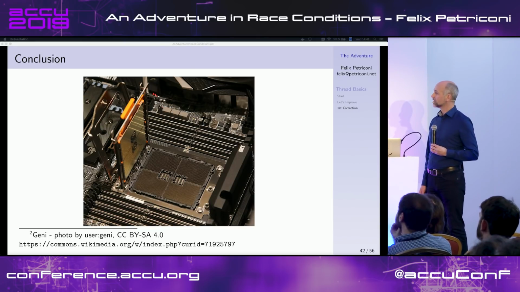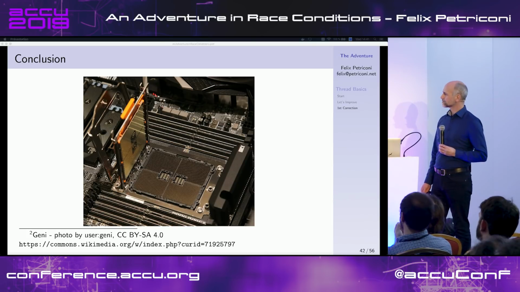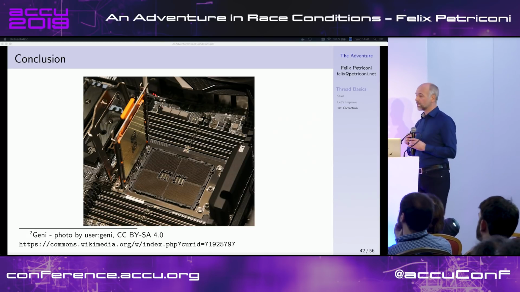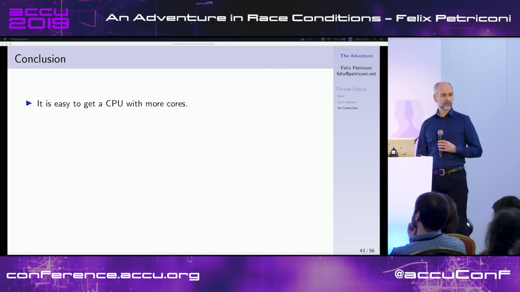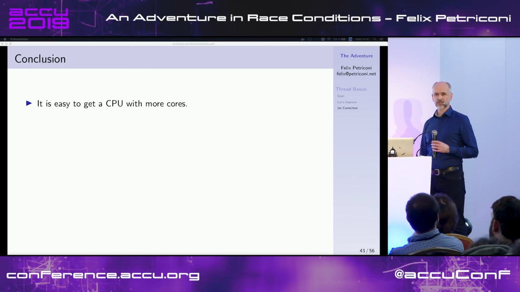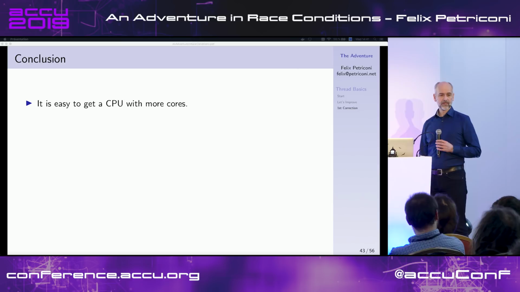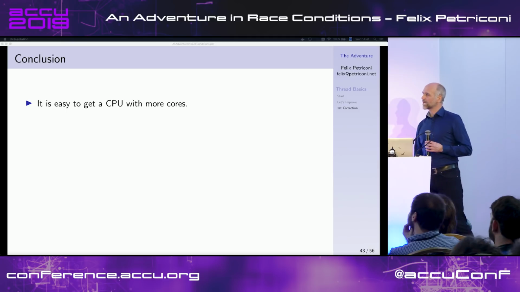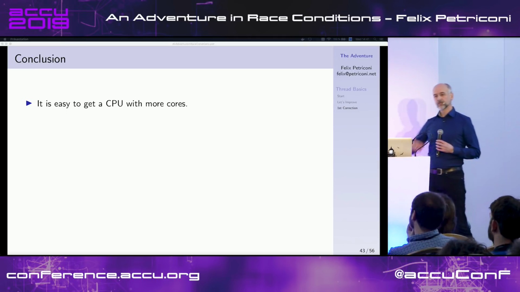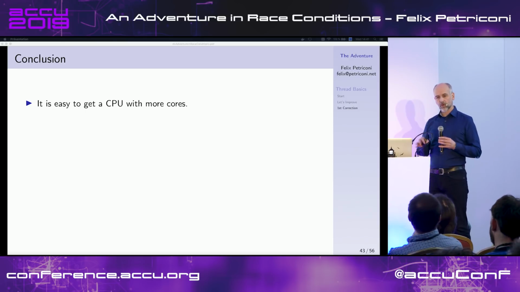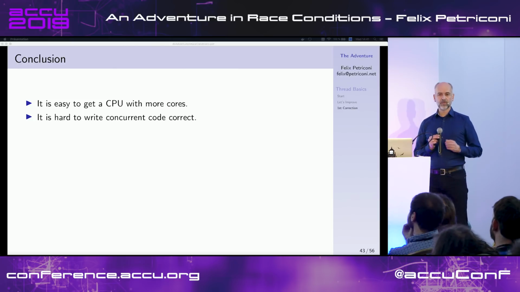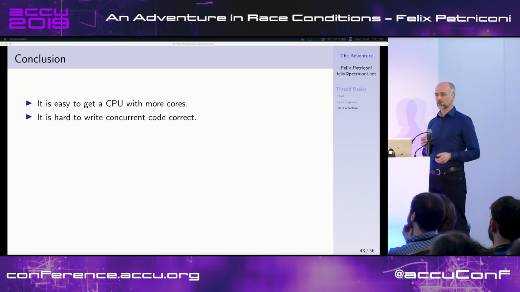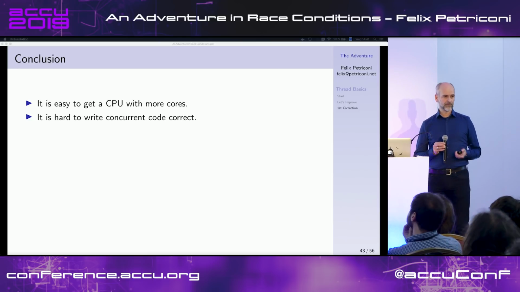Just a picture of a new CPU that I just bought for my own machine. It's very nice to have many cores, and it's very cheap to get many cores today. I think Intel just announced they have a 56-core CPU available quite soon. So it's quite easy to get a CPU with many cores, so to distribute all your work in smaller tasks onto these machines. But from my experience, it's very hard to write concurrent code that is fast and correct.